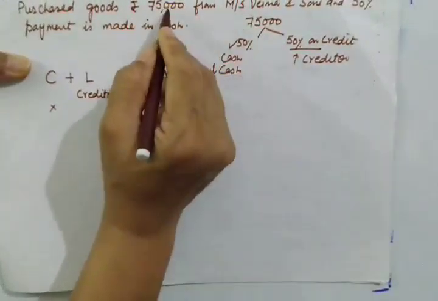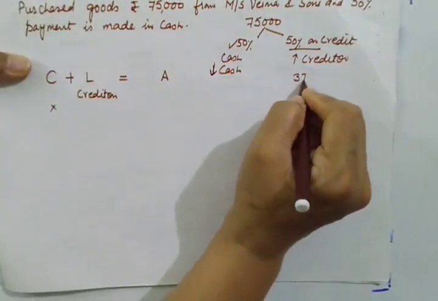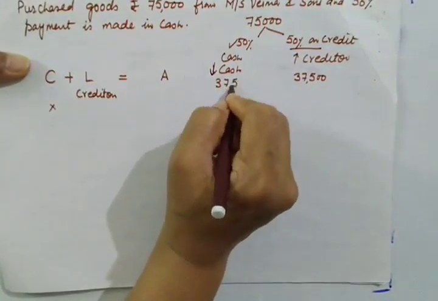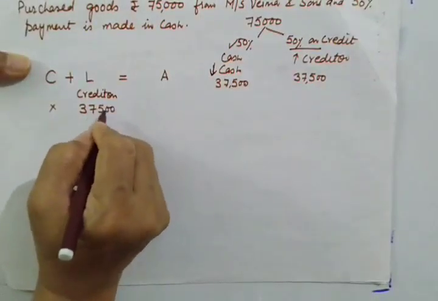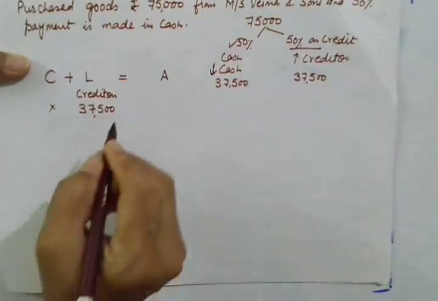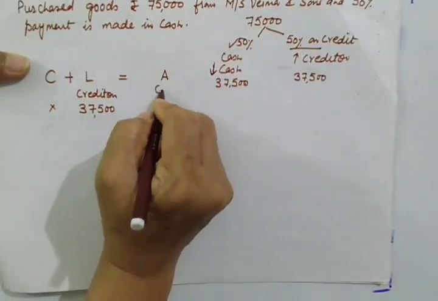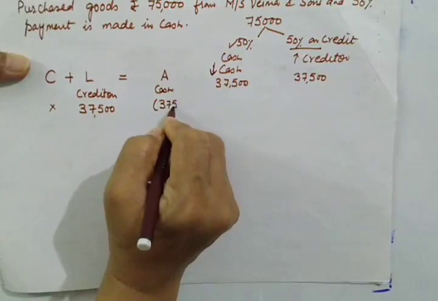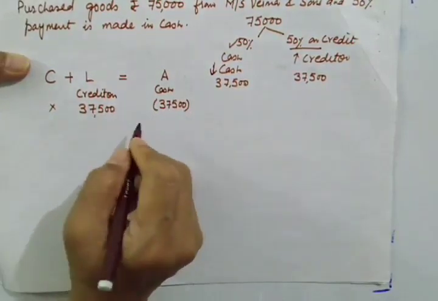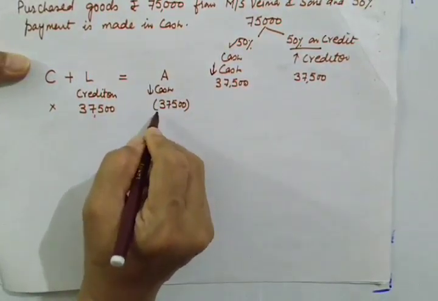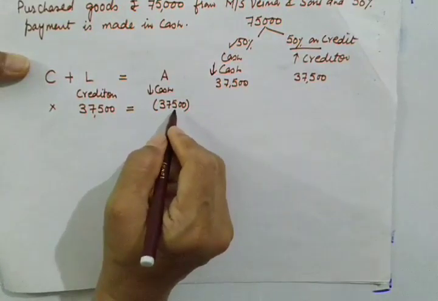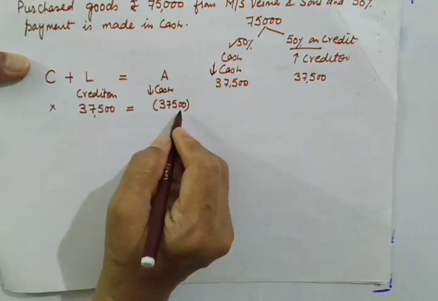What is the 50% of this? It will be 37,500, and 37,500 here also. So liability will increase by 37,500. And see what will happen to cash. You are paying cash, so your cash will reduce by 37,500. This will reduce your cash. So I am putting this bracket just to show that your cash will decrease.